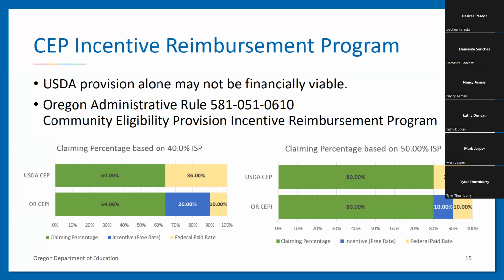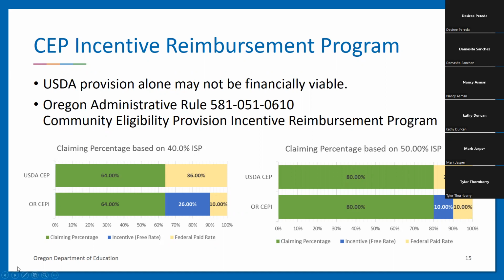With CEPI, the state will supplement the federal free reimbursements by increasing the free claiming rate up to 90%, and the remaining 10% will be reimbursed at the federal paid rate. In short, Oregon CEPI will effectively bump up the free claiming rate to 90% for all sponsors eligible to participate in the CEP and who opt in to the CEPI program.